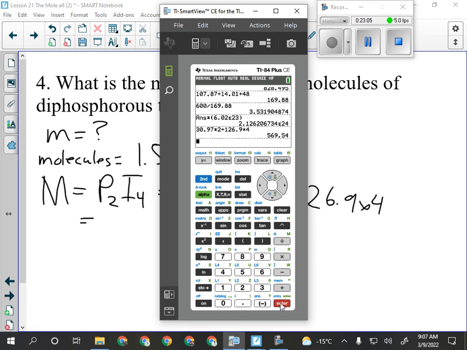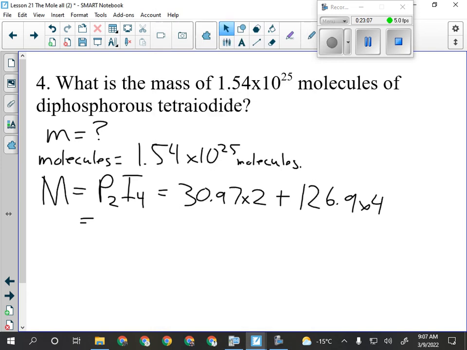Okay, so this stuff's heavy. 569.54 grams per mole. Okay, I have big M, that's nice. And I have the number of molecules. That's nice. I need to find little m.